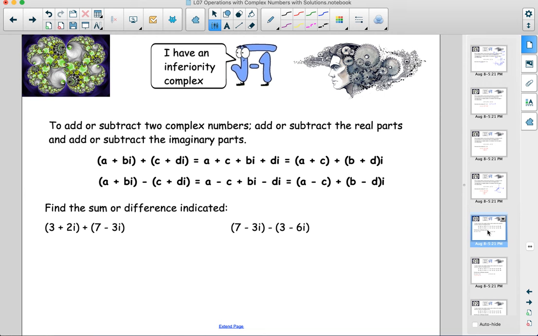All right, adding and subtracting. So this is new. You don't know how to add or subtract complex numbers. To add or subtract them, what you do is you add or subtract the real part, and then you add or subtract the imaginary part.